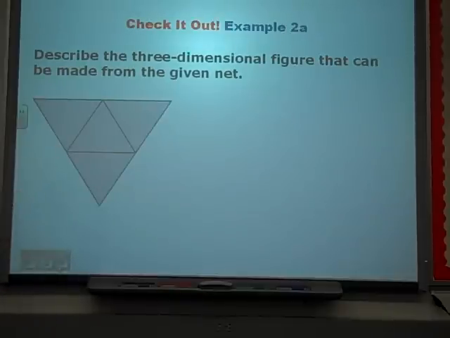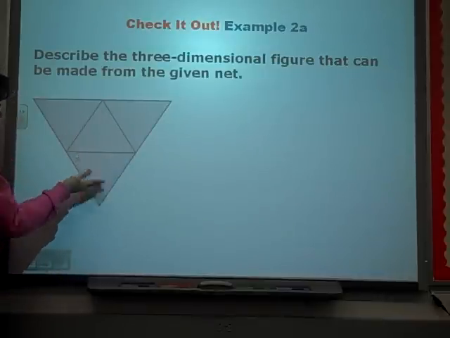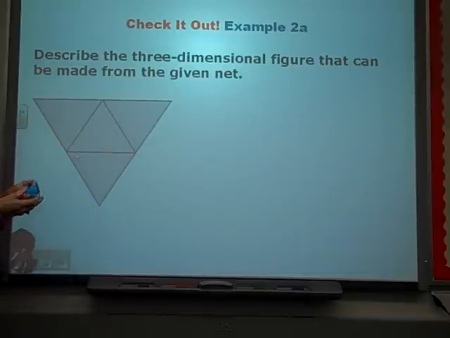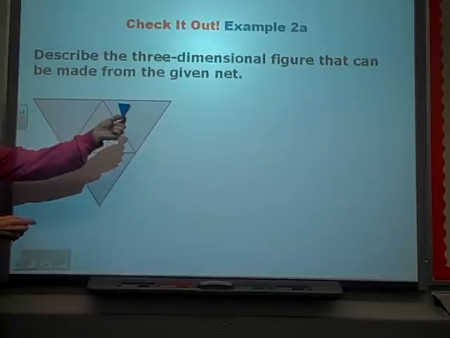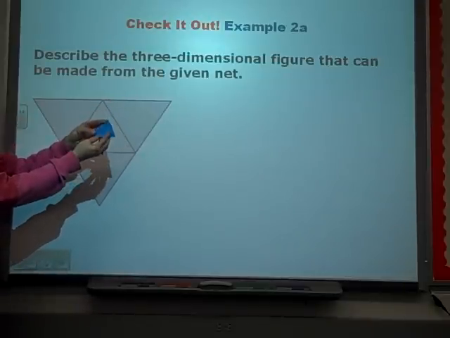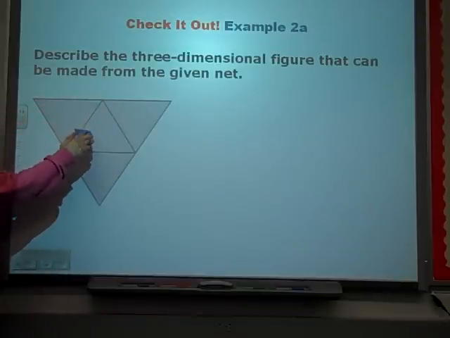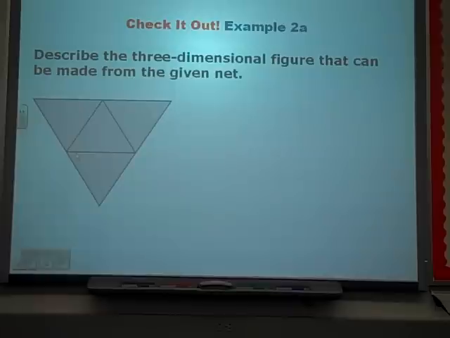You look at this triangular pyramid, and notice the base is a triangle. You could fold all of these up and they'd come to a point. Not unlike this pyramid. Triangular base comes to a point. I untape it, and you can see you've got the same thing. You've got a triangle down here, one here, one here, and one here. So that's where you'd get a triangular pyramid.